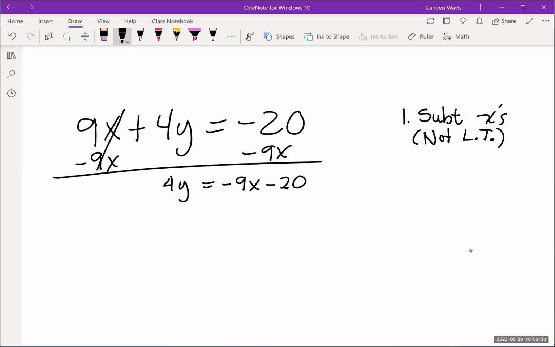Okay, Zoomers. Everybody, what is my next step of this phase? Add, subtract, multiply, or divide. I am isolating the y. I need to get rid of the 4.